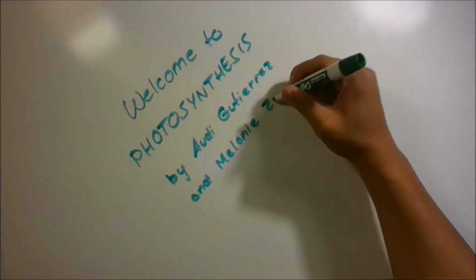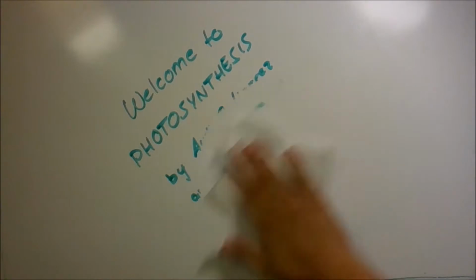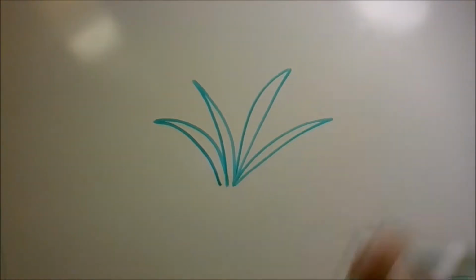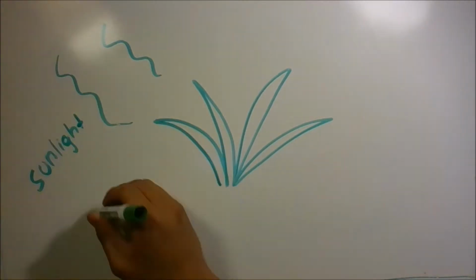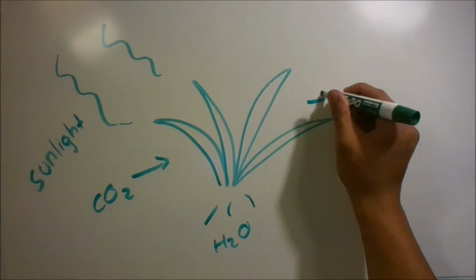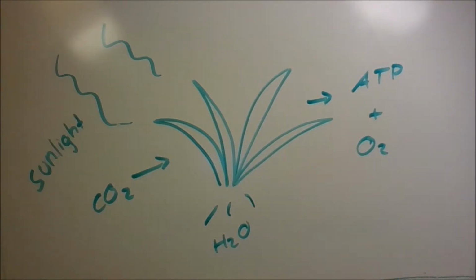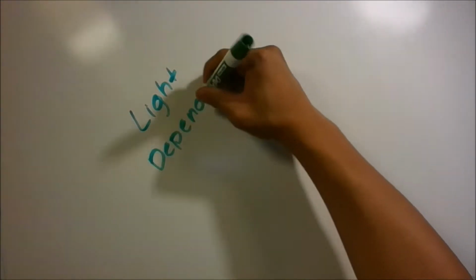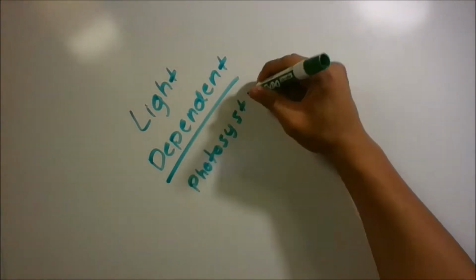So photosynthesis is something strongly associated with plants. These plants use sunlight, CO2, and H2O to produce ATP and O2. Photosynthesis is comprised of light-independent and light-dependent reactions, which also has photosystems 1 and 2.